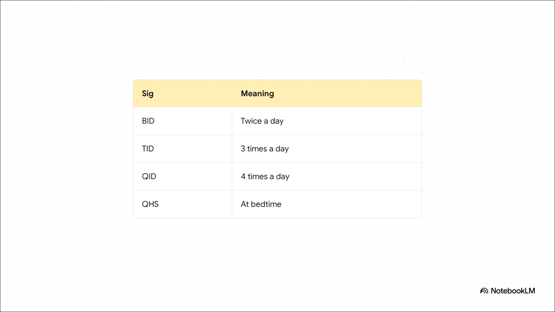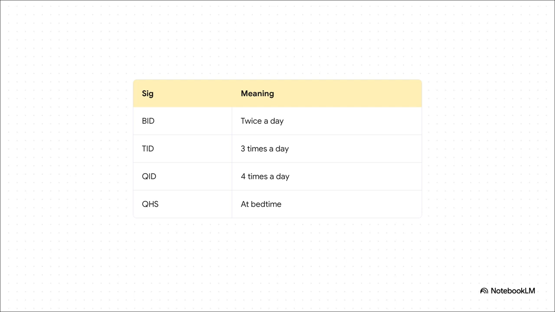TID is ter in die, 3 times a day. QID is quater in die, 4 times daily. And QHS means quaque hora somni, or every night at bedtime. Accurately distinguishing between these, for example, making sure you don't confuse a twice-daily instruction with an at-bedtime instruction, is a core part of what you'll do as a pharmacy technician to ensure the patient takes their meds at the exact right intervals.